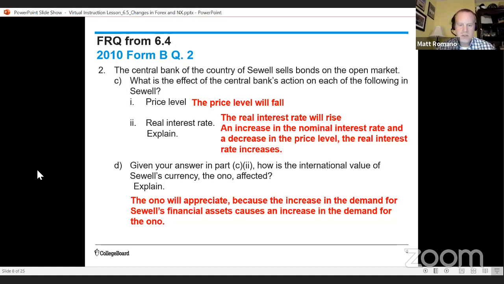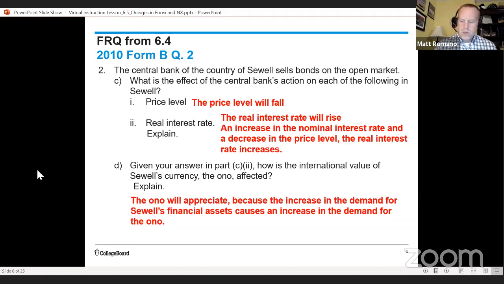Your textbook answer would say because the increase in demand for Sewell's financial assets causes an increase in demand for the ONO. Why is there an increase in demand for financial assets? Well, again, the increase in interest rates, the higher real interest rate, that's an indication that you get higher rates of return on those financial assets in Sewell. People are going to come from outside the country to purchase those, and in order to purchase those, they have to have the currency, the ONO. So you're going to see an increase in demand for the ONO. So that does it for 2010 Form B question 2.